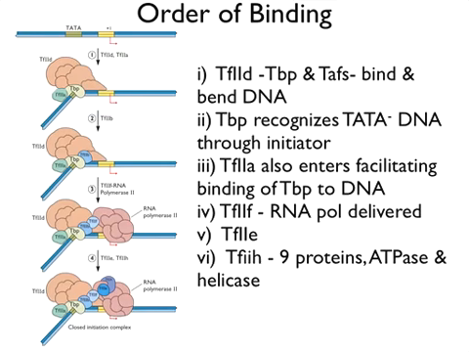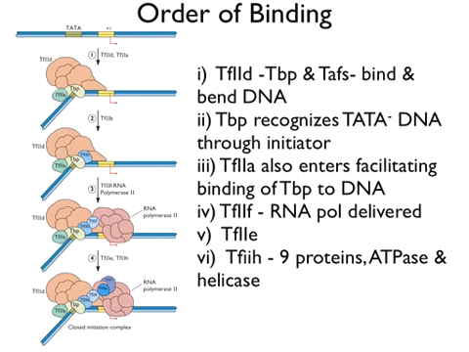There's a defined order of binding. Please don't memorize any of this. Just think about it. Refer to the cartoon, not to the words. And what we see is that this TFIID, which is composed of something called TATA binding protein, remember the TATA box, and transcriptional activation factors, binds and bends DNA. In the process of bending DNA, it's opening it. The TATA box binding protein recognizes the TATA sequence in DNA through the initiator.